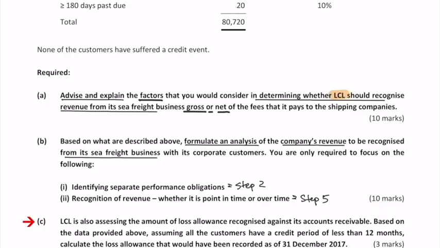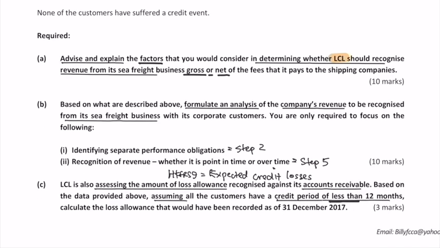Part C, LCL is assessing the amount of loss allowance recognized against the account receivable. This is talking about impairment allowance under FRS 9. This impairment allowance must be based on the expected credit losses approach. Based on the data provided above, assume all customers have a credit period of less than 12 months. This is a simple account receivable. We have to apply the simplified approach.